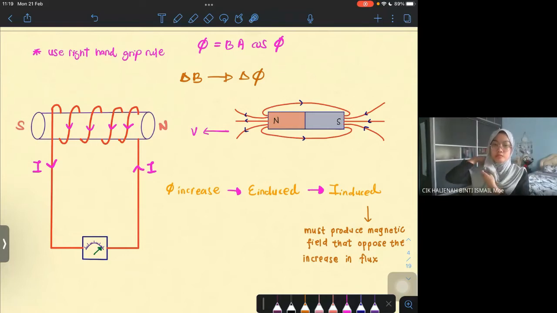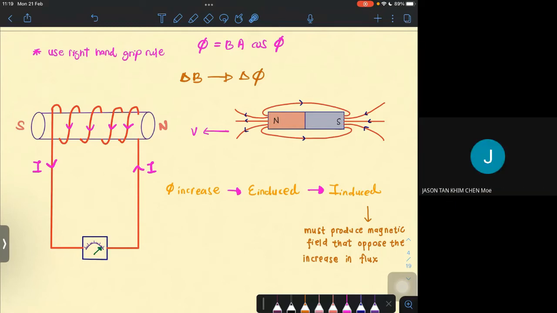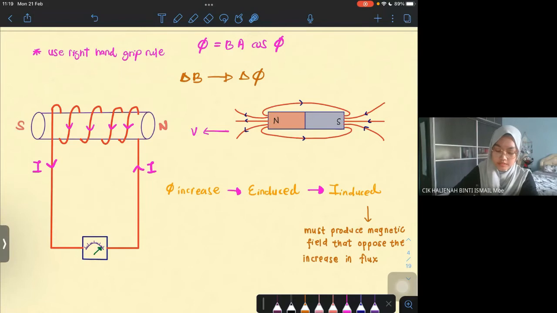Okay, boleh semua buat? Boleh, Miss. Boleh, Miss.